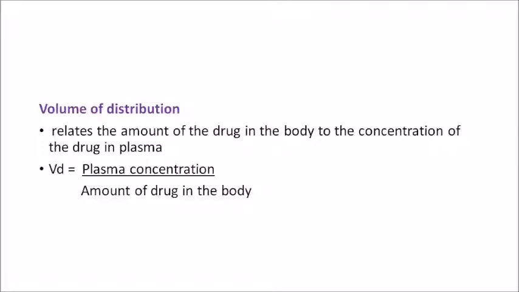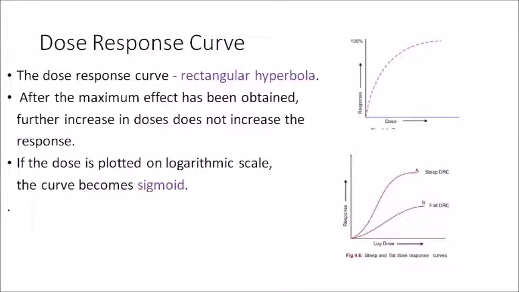When you are taking a drug, you are taking it into your whole body, and how much of it is going into the plasma? So volume of distribution is the amount of the drug in the body divided by the plasma concentration of the drug. Another very important term regarding pharmacokinetics is the dose response curve.